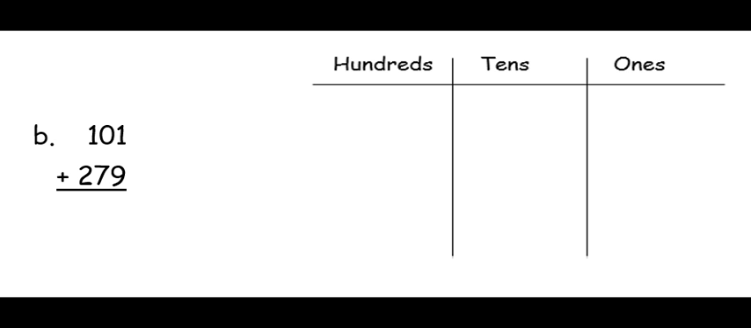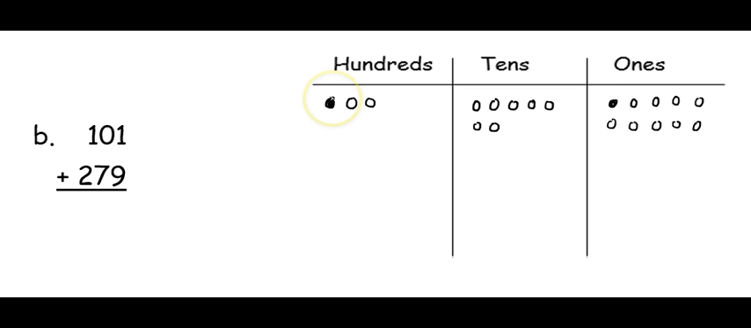Here's another example. This time I'm adding 101 to 279. We'll start by showing 101. It's one group of 100, 0 tens, and 1. To that I'll add 279. That's 2 groups of 100, 7 groups of 10, and 9 ones. When I add those 9 ones, I see that I have a group of 10 ones. So I can bundle those, move them over as a group of 10.